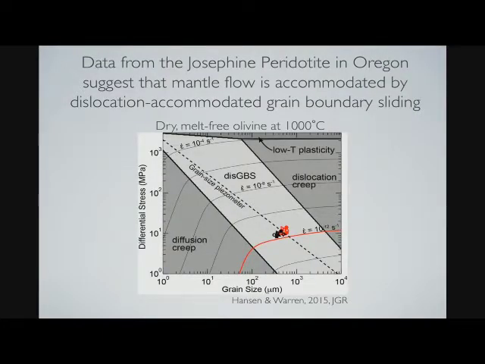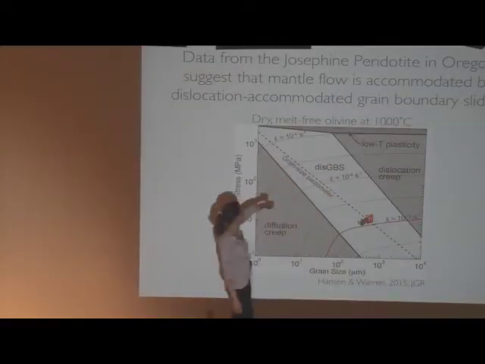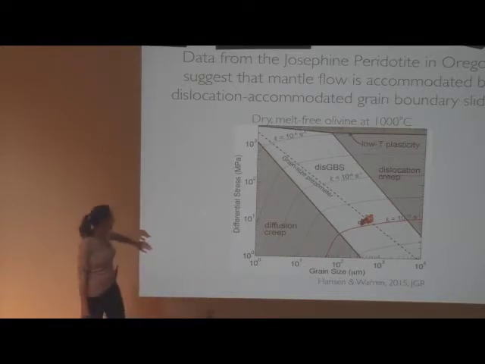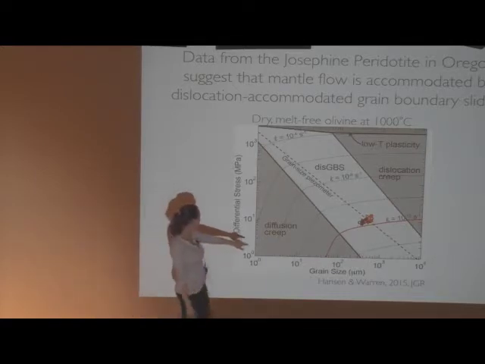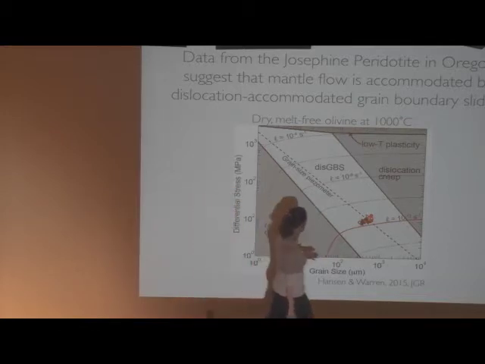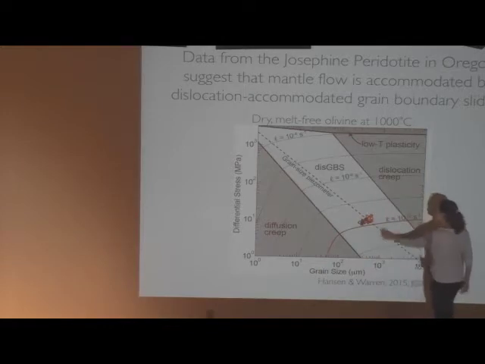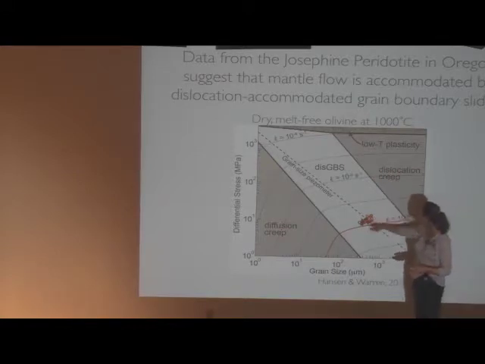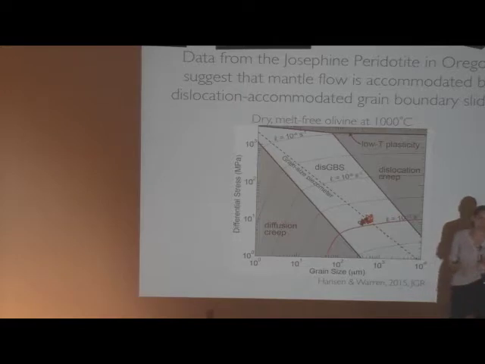And on this map that I'm showing you here, that low temperature plasticity regime is up here at very high stress, though that flow law might be rewritten soon. So this is, again, the deformation mechanism map. This is taken from a publication with Lars Hansen. This is showing grain size, again, in microns. A millimeter is around 10 to the 3, right? And in a lot of the field samples that we have, the grain size is somewhere on the order of a millimeter. So this cluster of data here are measurements that we made in field samples from the Josephine peridotite for both the grain size and the stress.